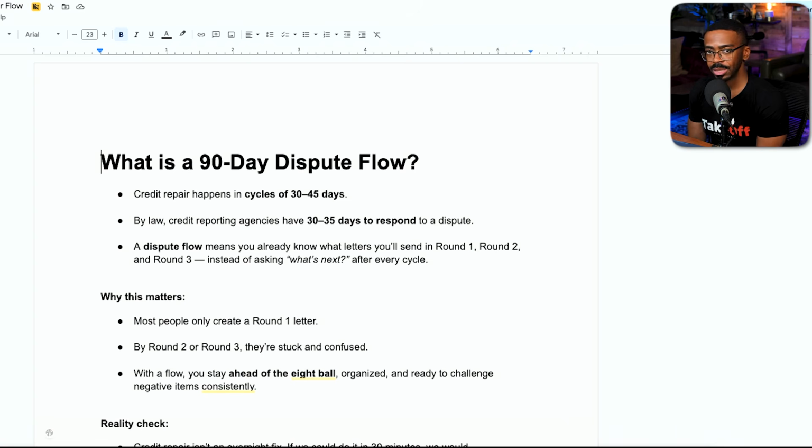So credit repair happens in cycles of 30 to 45 days. Why? Because the credit reporting agencies have, by law, 30 to 45 days to respond to your correspondence in regards to getting a negative item updated, positive, or removed. Very important for us to remember. Why is that? Well, we know credit reporting agencies really have 30 to 45 days to respond.